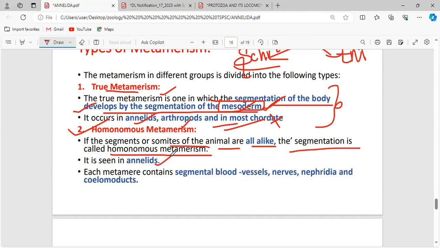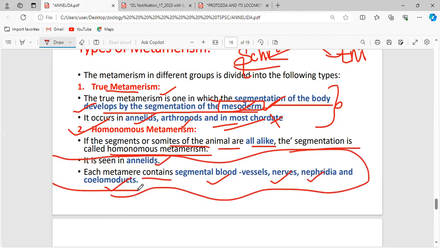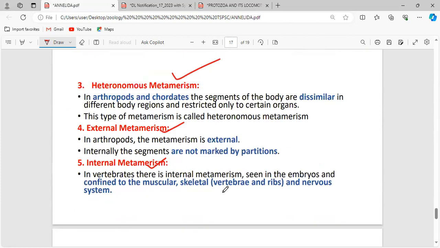And the perfect example is phylum annelids. Each segment consists of blood vessels, nerves, nephridia, and coelom. All these will be seen in all segments. That is why it is said to be homonomous metamerism. The perfect example is phylum annelids.